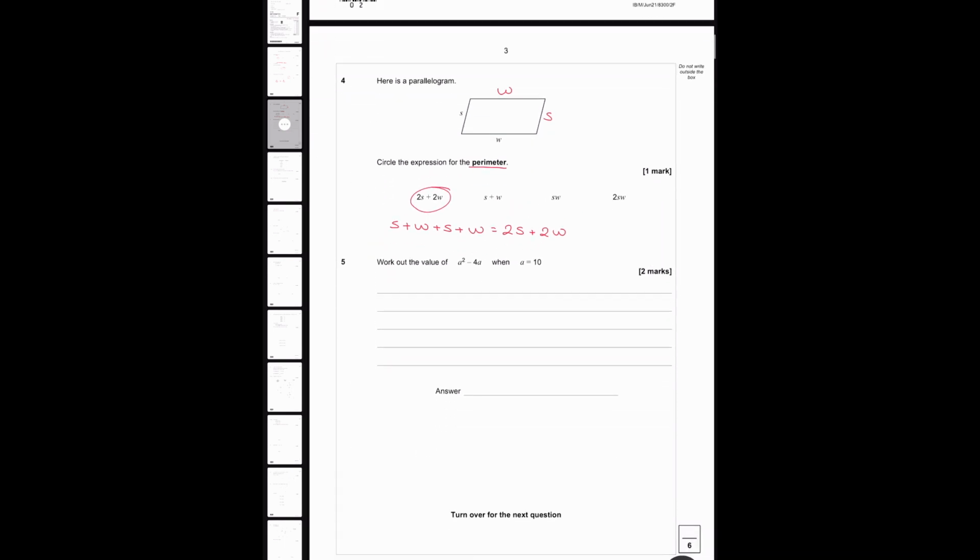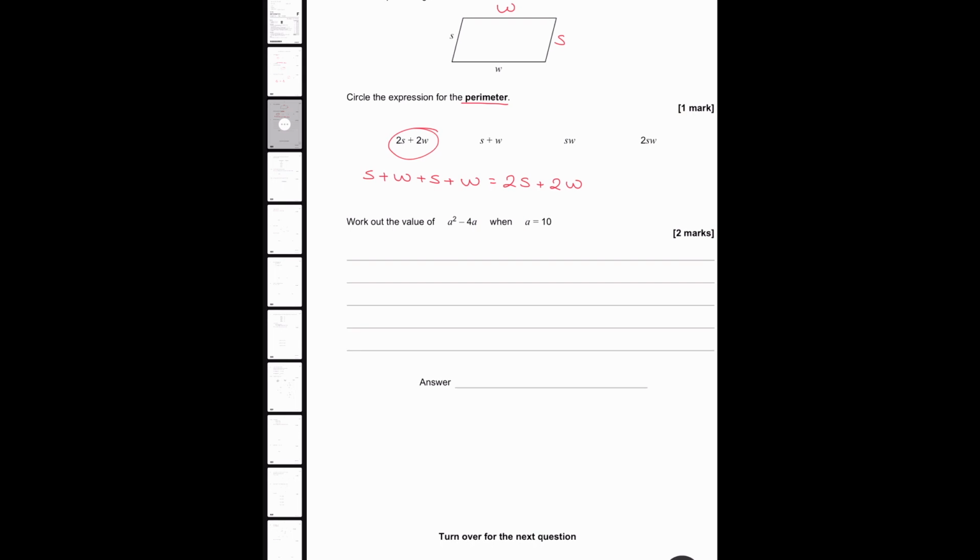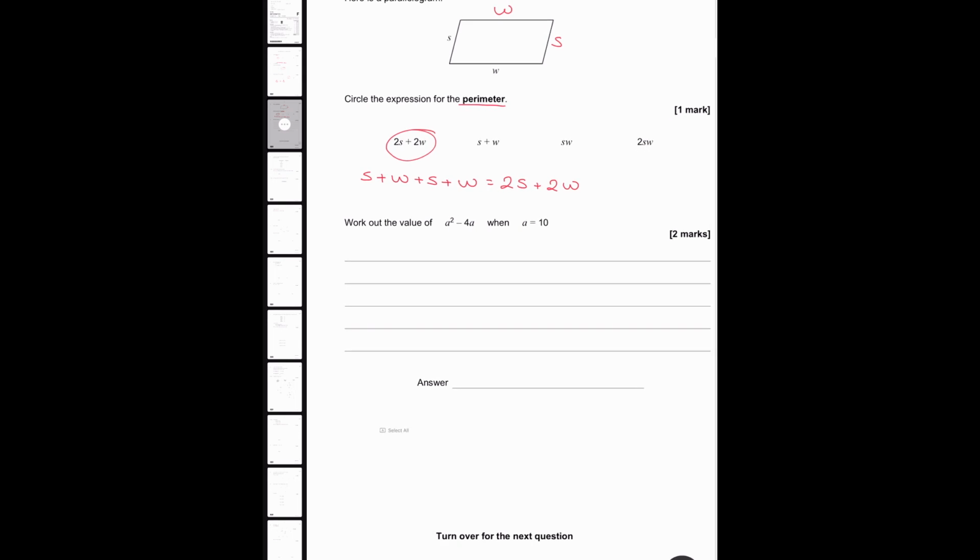Question 5 is asking us to work out the value of a squared minus 4a when a is 10. First, substitute in 10 in place of the letter a. This gives us 10 squared minus 4 times 10. 10 squared is 100 and 4 times 10 is 40. That gives us 100 minus 40, which is 60. So our answer is 60.